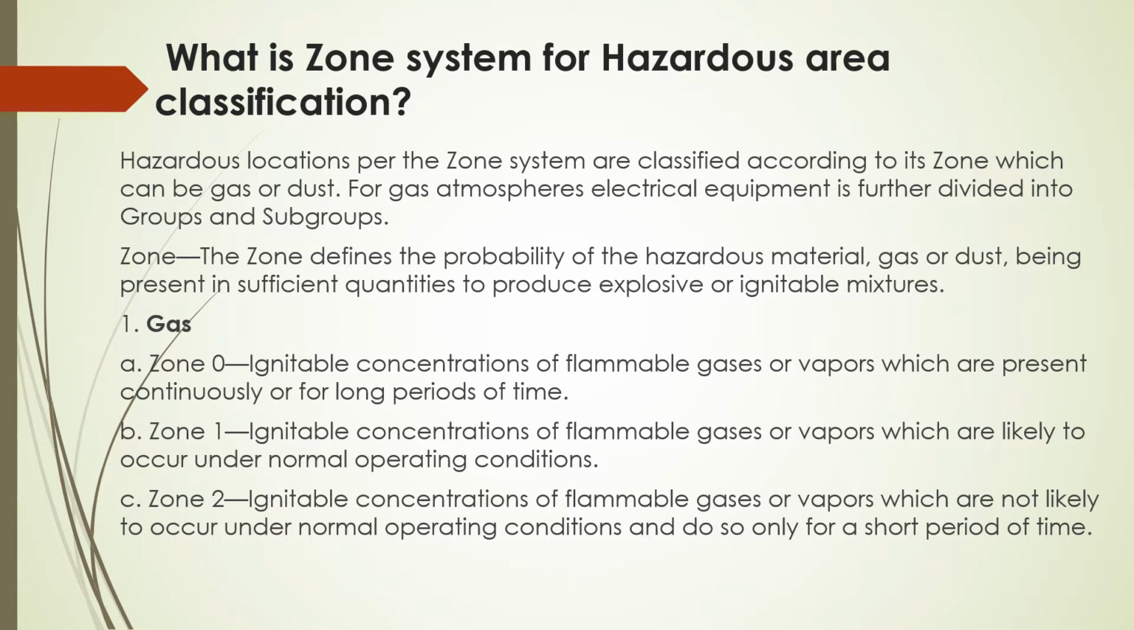or ignitable mixtures. Gas. Zone 0. Ignitable concentrations of flammable gases or vapors which are present continuously or for long period of time. Zone 1. Ignitable concentration of flammable gases or vapors which are likely to occur under normal operating condition. Zone 2. Ignitable concentration of flammable gases or vapor which are not likely to occur under normal operating condition and do so only for a short period of time.